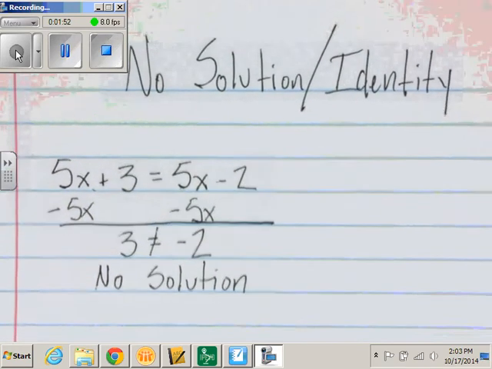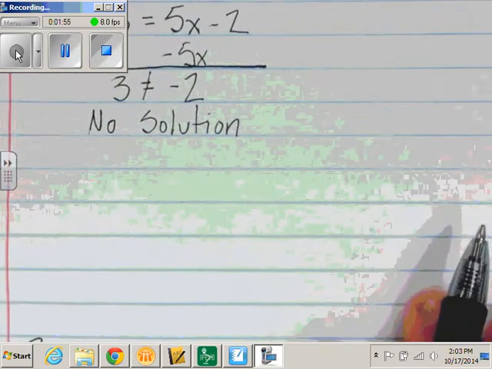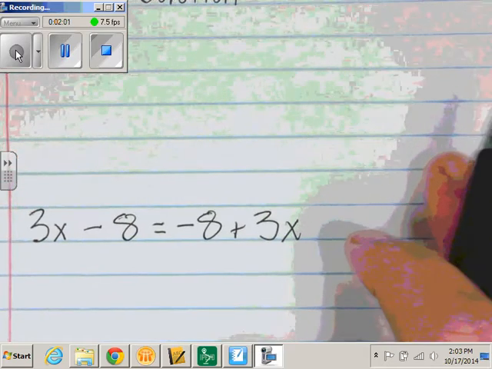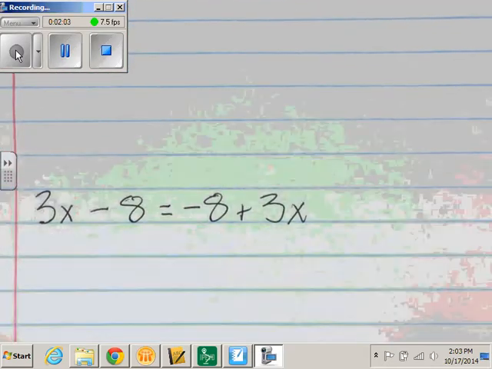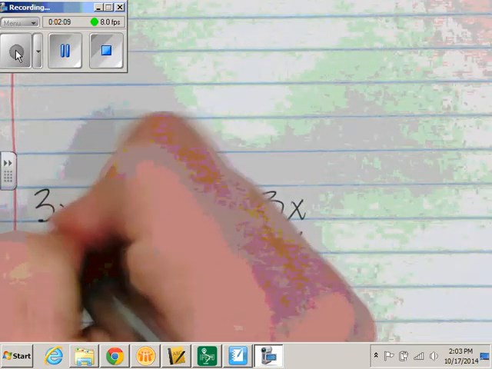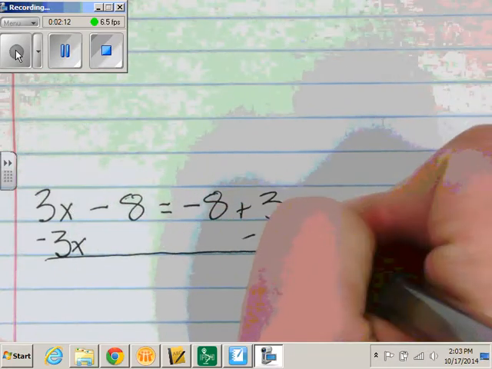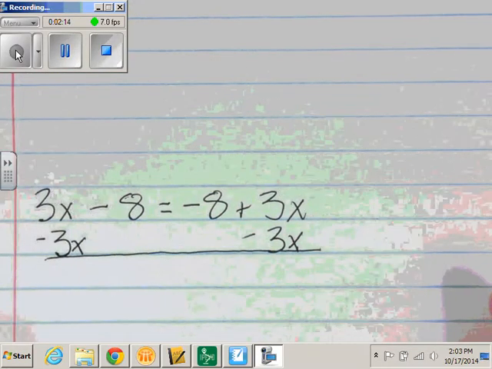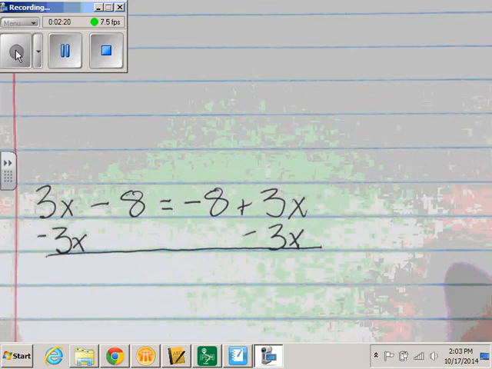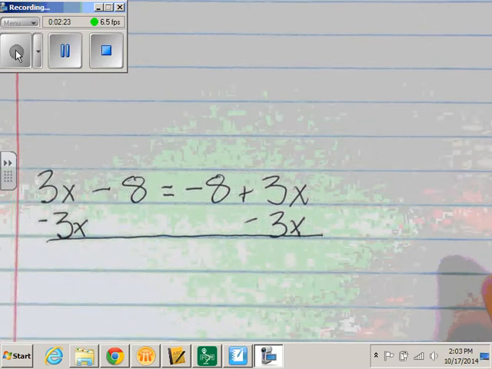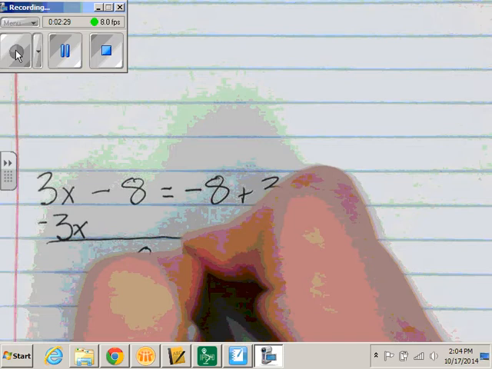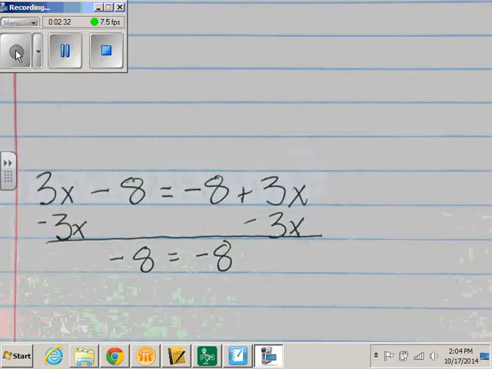Now let's look at the second equation. We need to subtract 3x from both sides. As you can see when we do this, just like in the previous problem, the variables drop out. This time, however, when we look at what is left over, we get -8 equals -8. Which is a true statement.